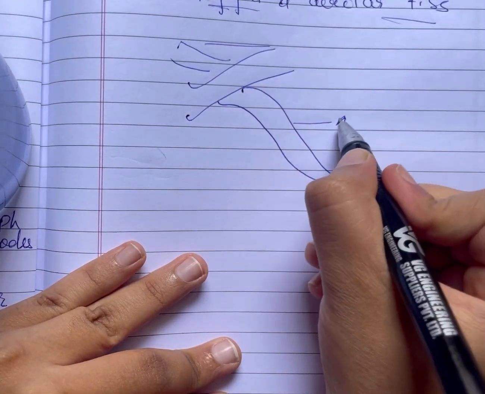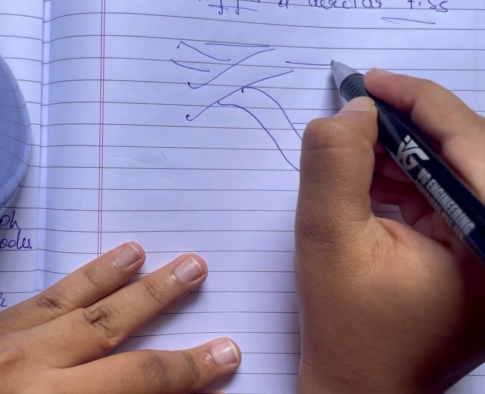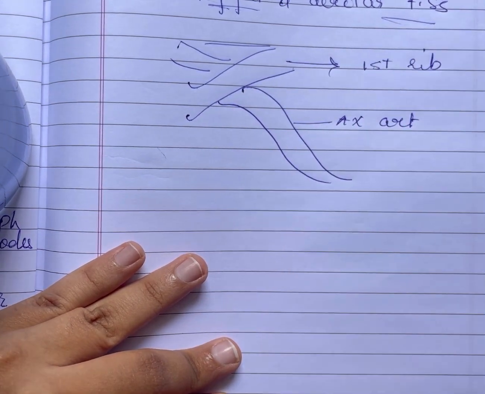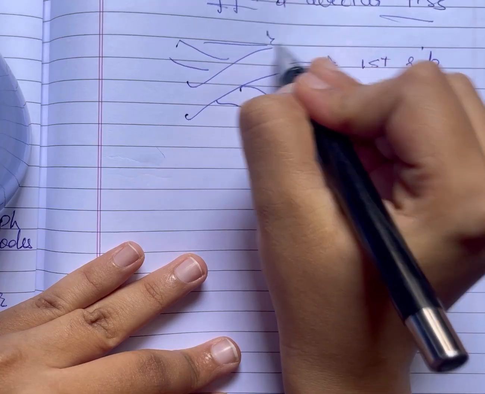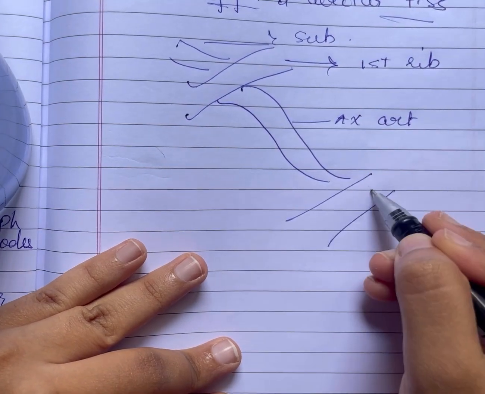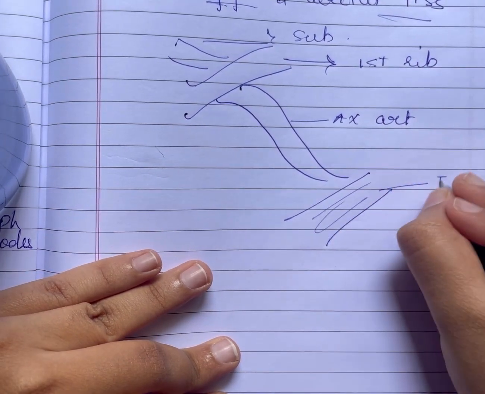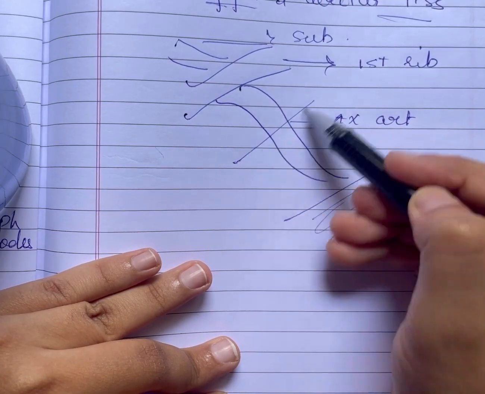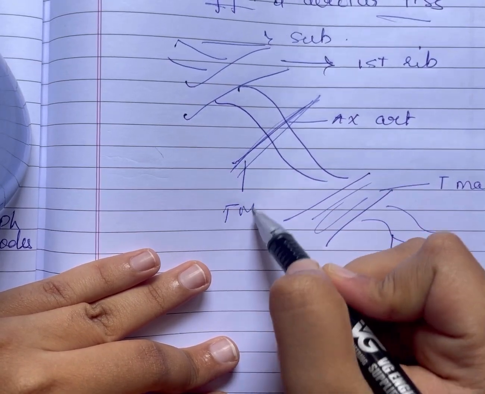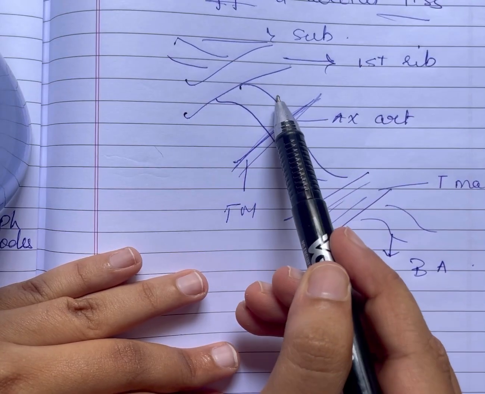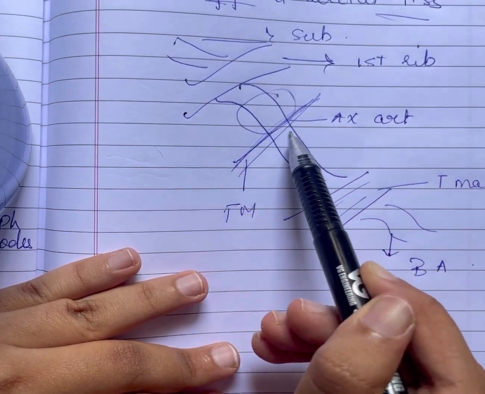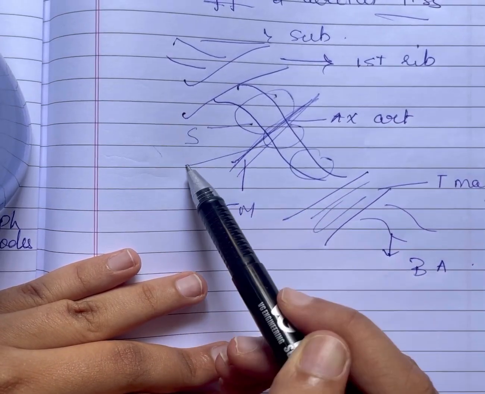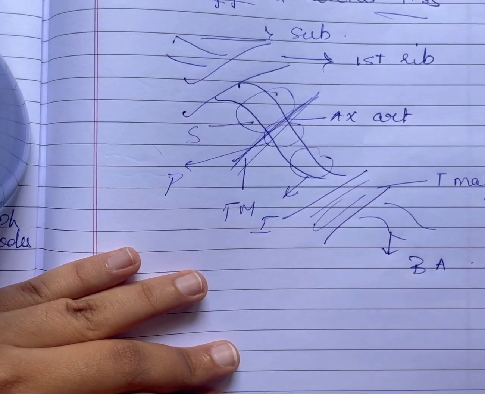This is the axillary artery. This is the first rib. Then this is the subclavian artery. Then here we have the teres major muscle, and here is the brachial artery, and here comes the teres minor muscle, which divides this artery into three parts: the superior part, then this is the posterior, and this is the inferior. Superior, posterior, and inferior part.